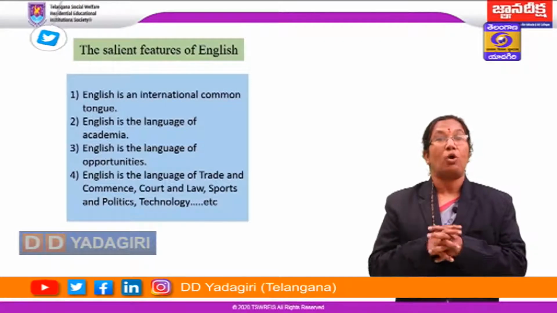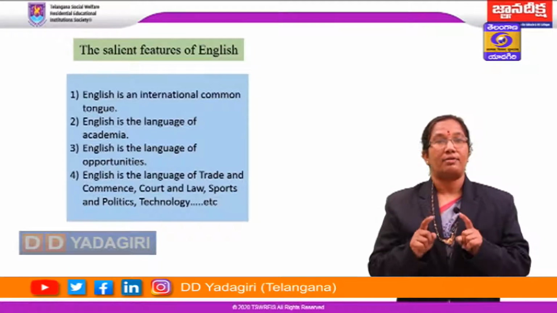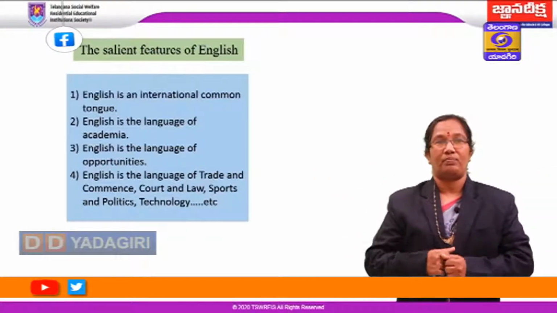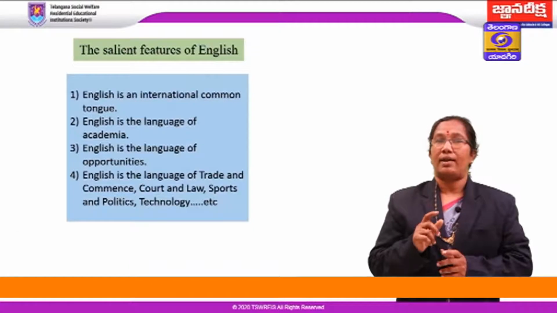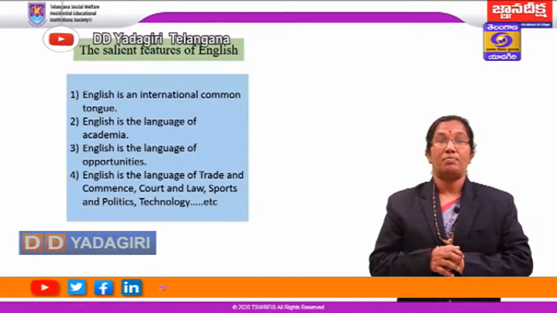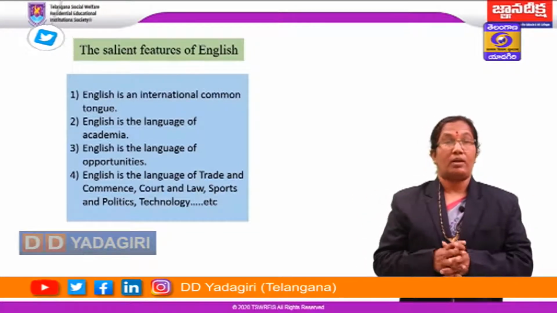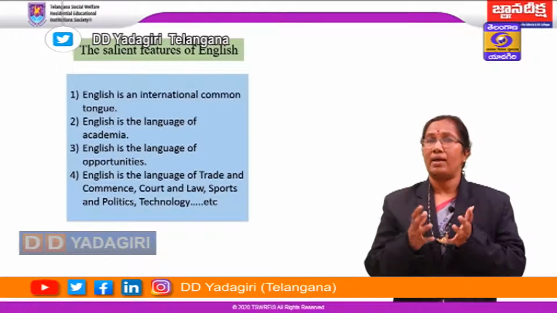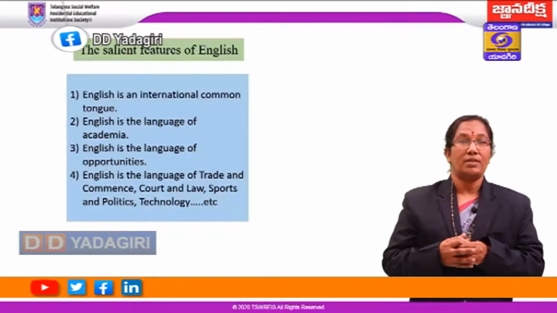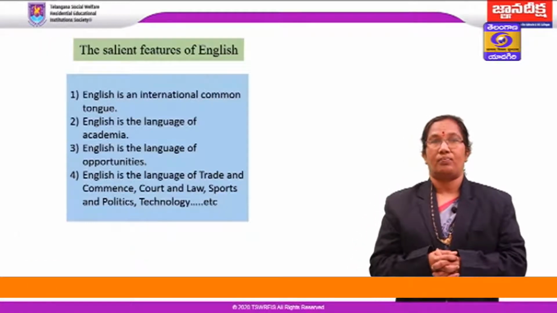English is a language of opportunities. The students with the best knowledge of English are the first to serve society, with a lot of opportunities paved for them. English is a language of trade and commerce, court and law, sports and politics, technology, and many other fields. In countries like India, where many languages are in force in states, the adoption of English helps to continue all proceedings in all the above fields.